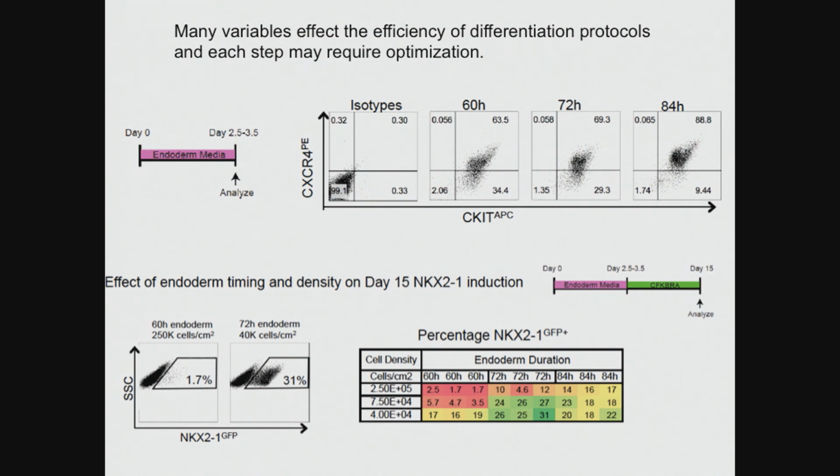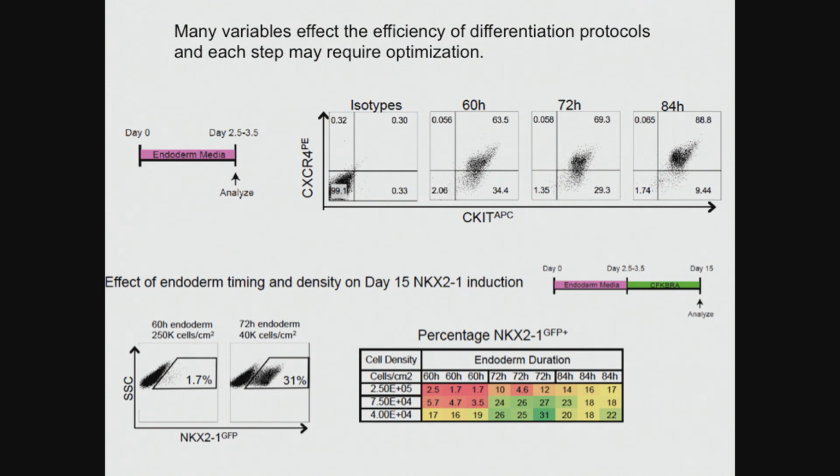The point of this slide is to show some of those variables and how they can affect the ultimate downstream cells that you're producing. So here we're looking at how important the duration of your endoderm induction is. In this experiment, we start our cells in endoderm media on day 0, and then we analyze them between day 2.5 and day 3.5, so 60 hours to 84 hours. And again, this is our c-kit, CXCR4 double positive cells, which should be definitive endoderm.